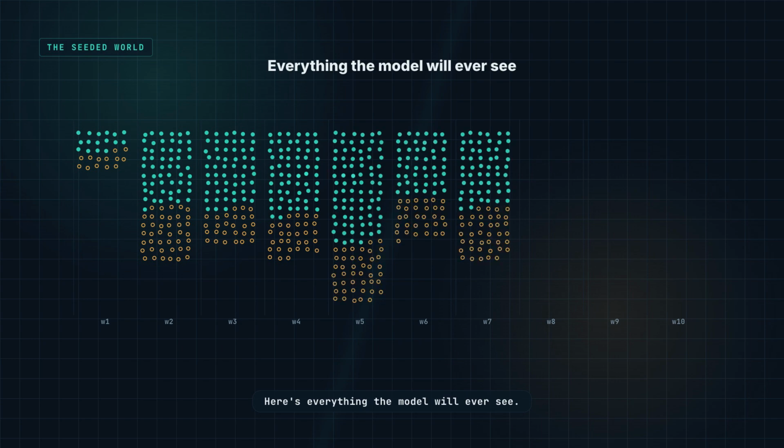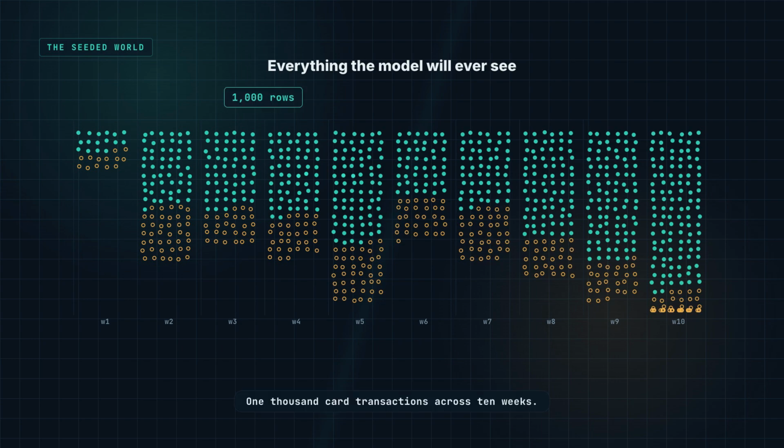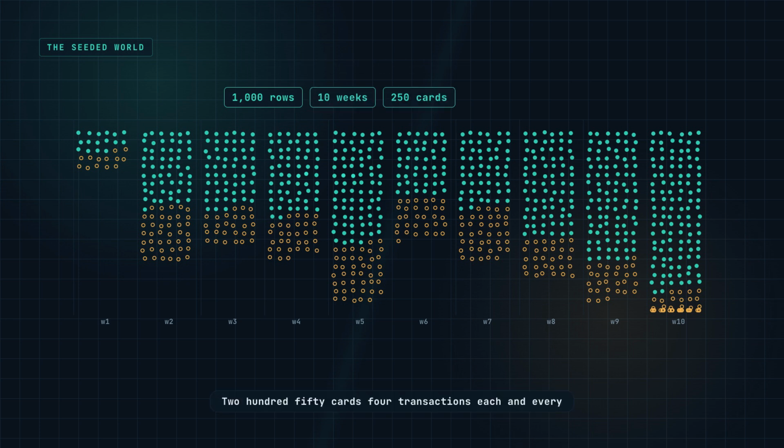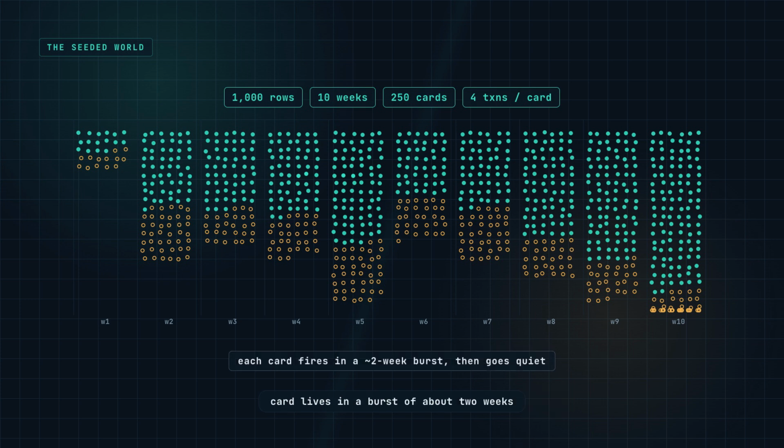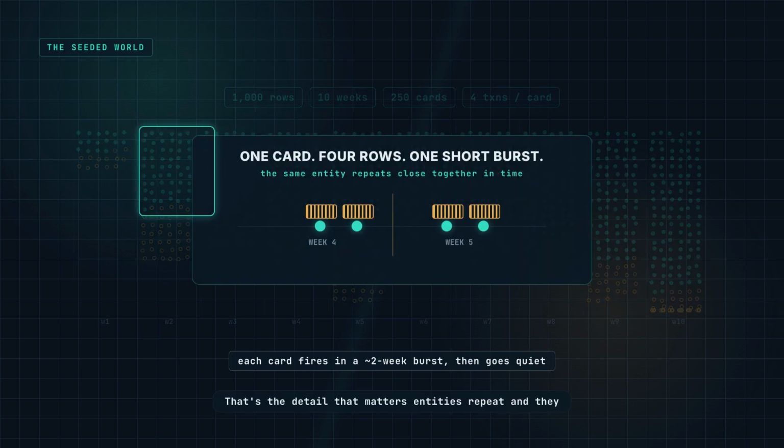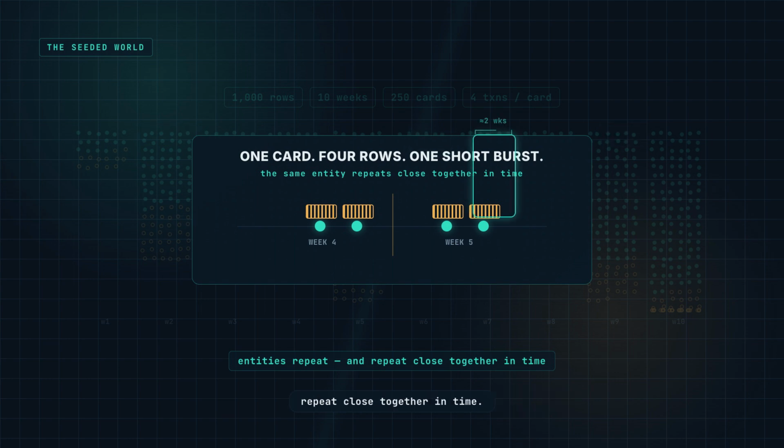Here's everything the model will ever see. 1,000 card transactions across 10 weeks, 250 cards, 4 transactions each, and every card lives in a burst of about 2 weeks before it goes quiet. That's the detail that matters. Entities repeat, and they repeat close together in time.